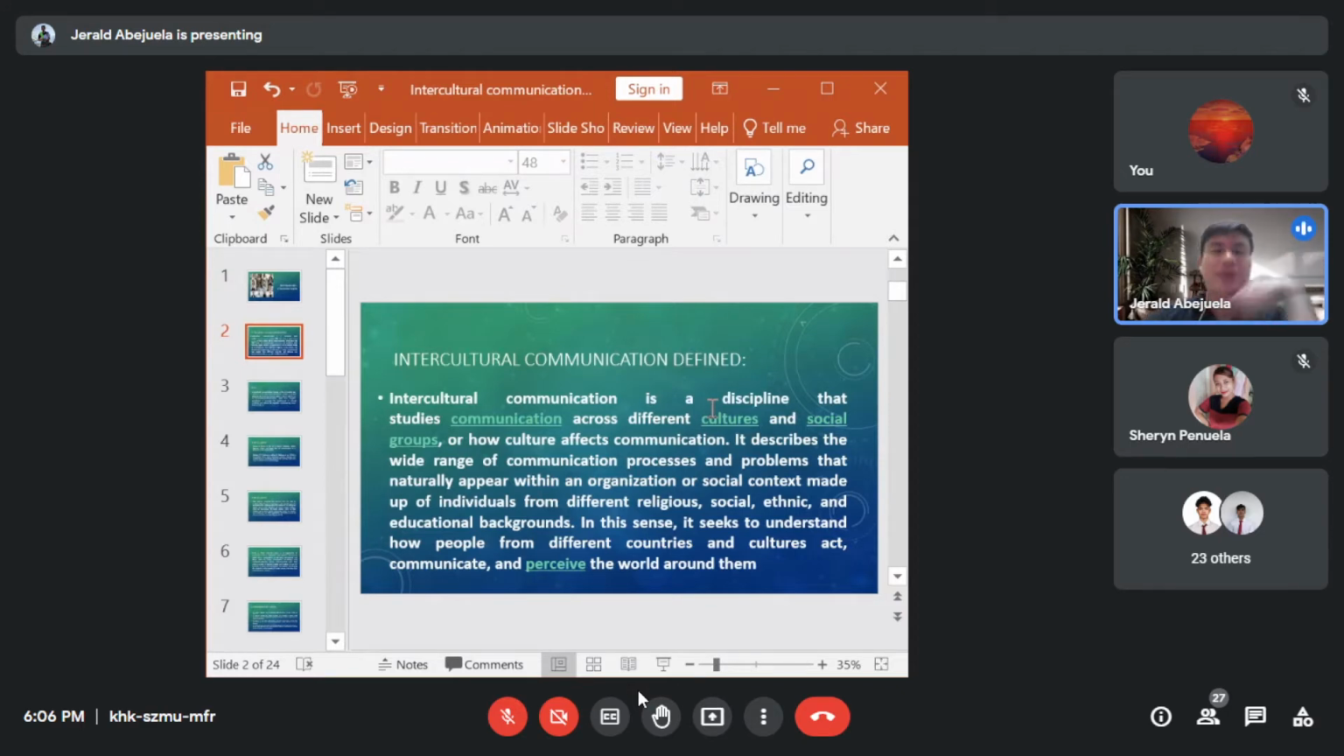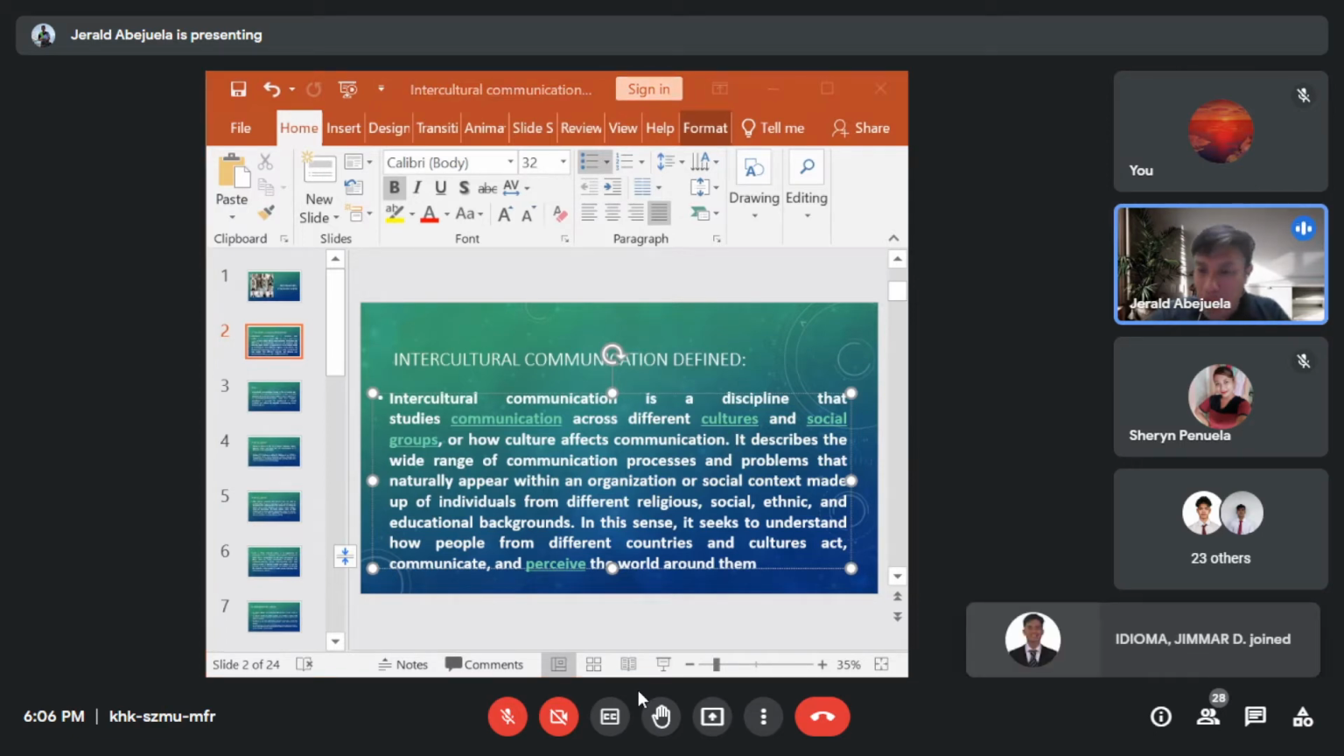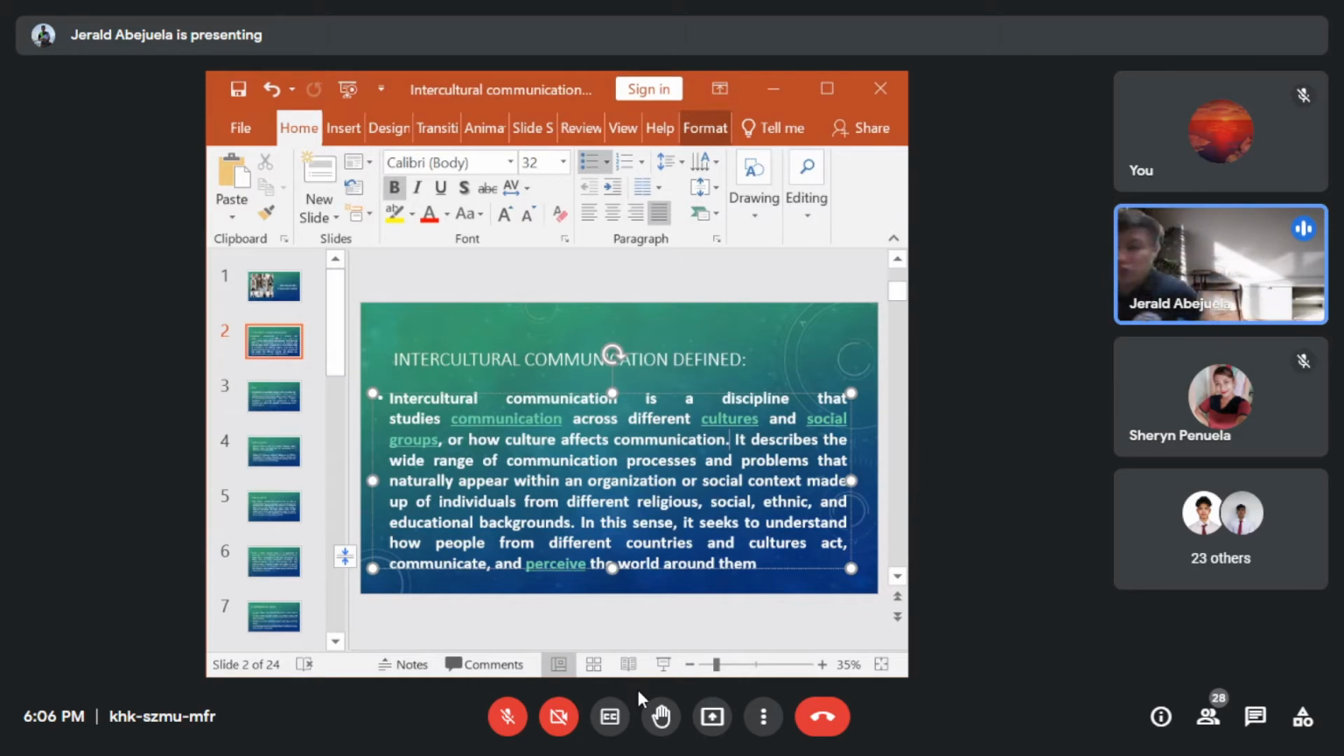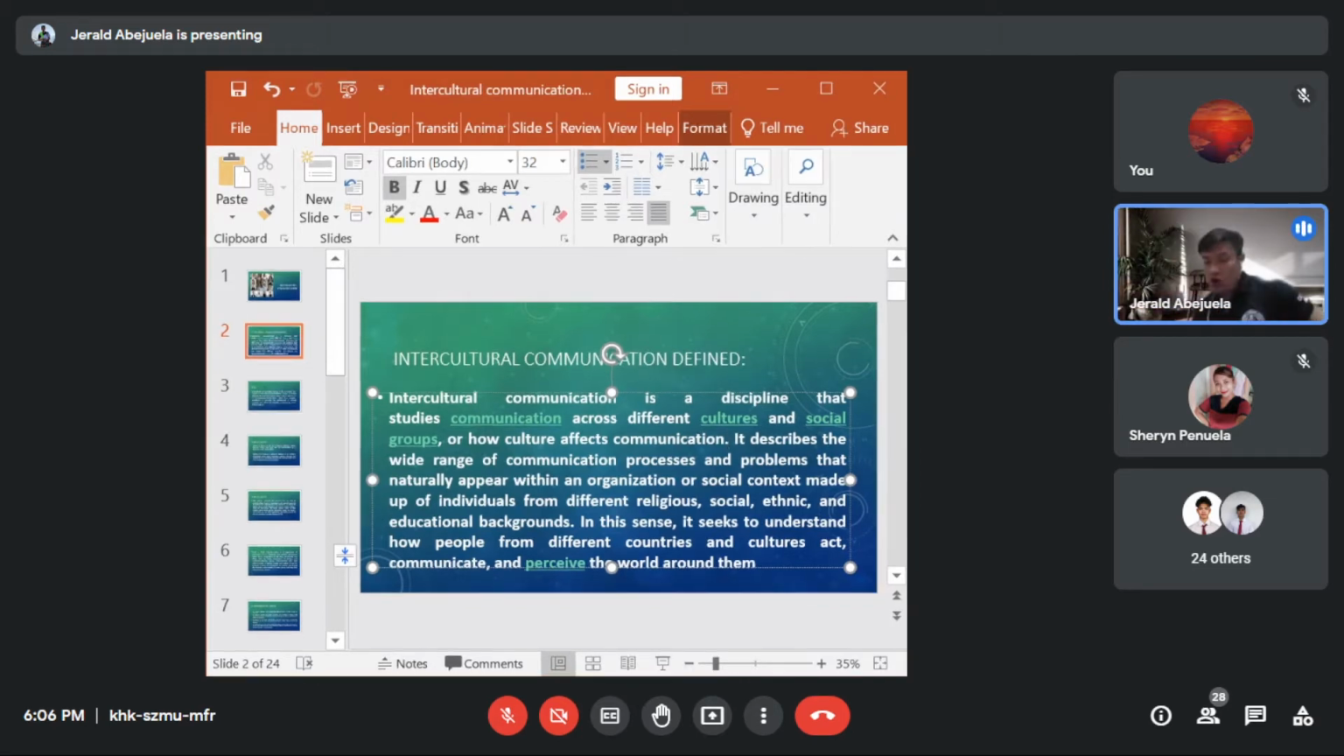Now, first let us define what intercultural communication is. Sabi dito, intercultural communication is a discipline that studies communication across different cultures and social groups or how culture affects communication. Last time, if you could remember, we mentioned that one of the barriers of communication is culture. And we call that one as cultural barrier. Am I right? That sometimes communication is unsuccessful or communication falters. Communication is interfered because of culture. That will result into what we call cultural barrier.